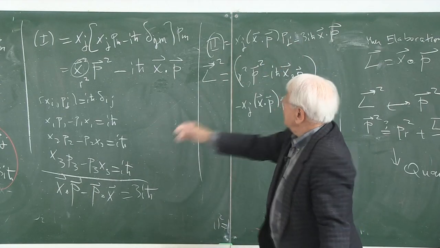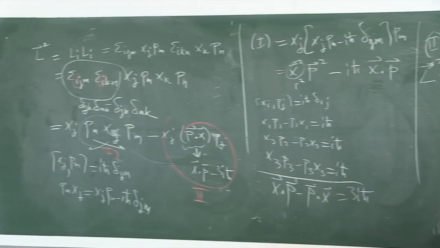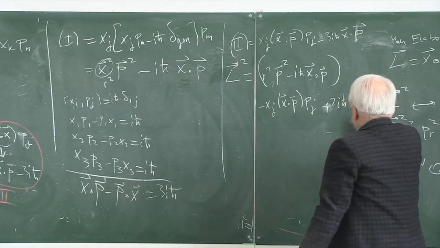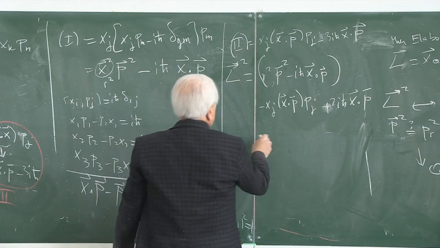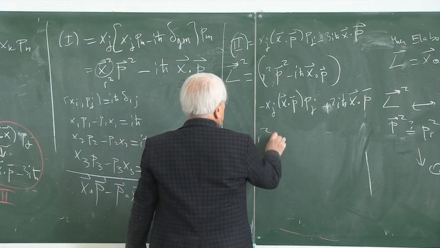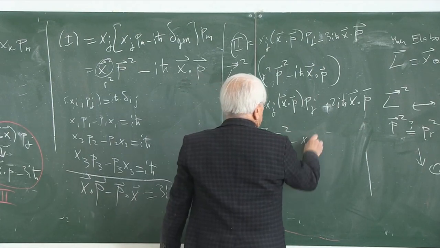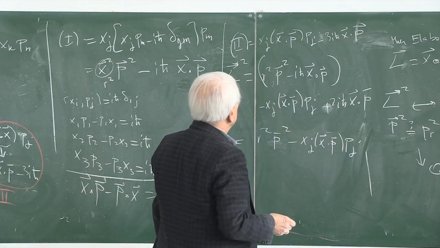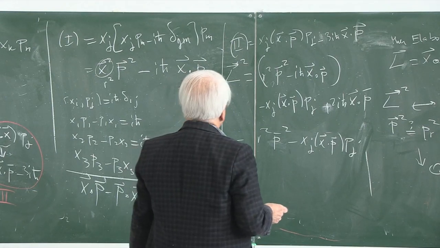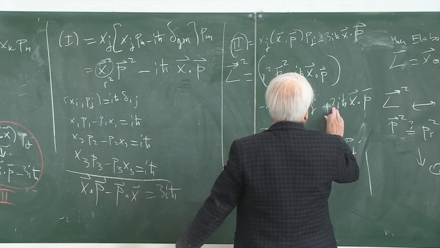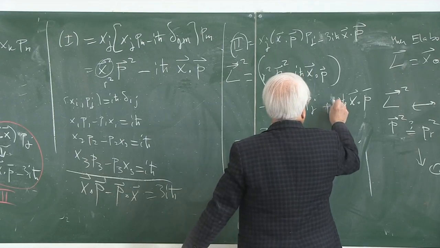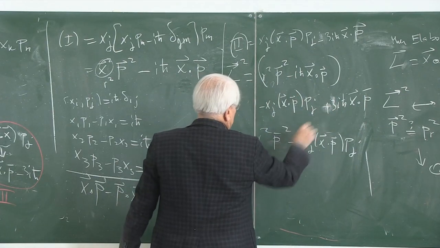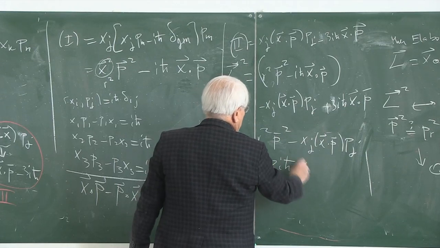Sure. Because that was without the sign, so that was a minus sign there, right? Yes. So plus, indeed, 2iħ x·p. So altogether, r² minus r²p² minus xⱼxₖpₖpⱼ. Now that was 3. Plus minus and plus 3, 2iħ x·p.